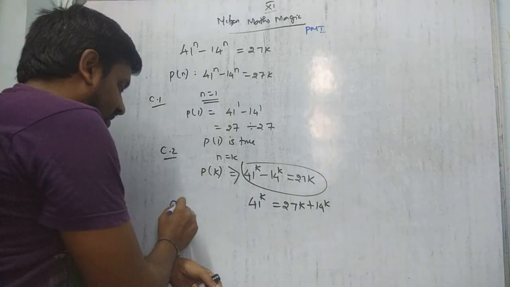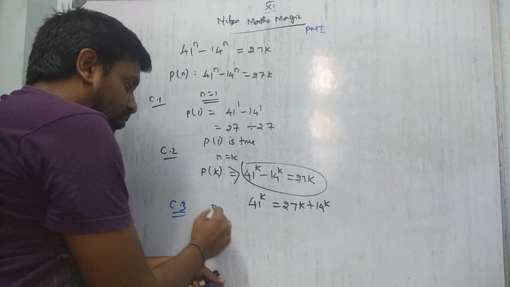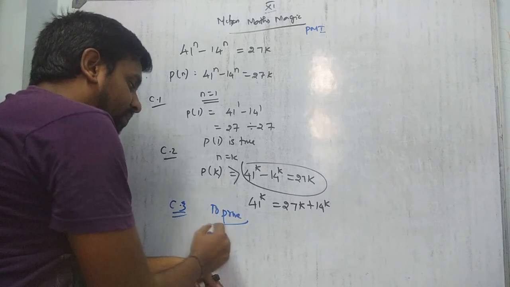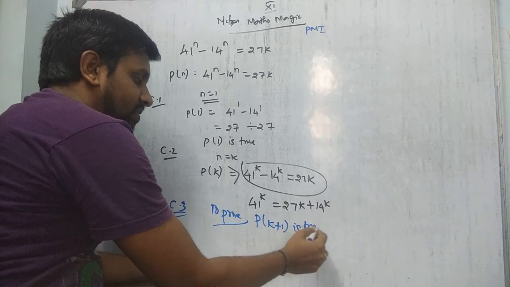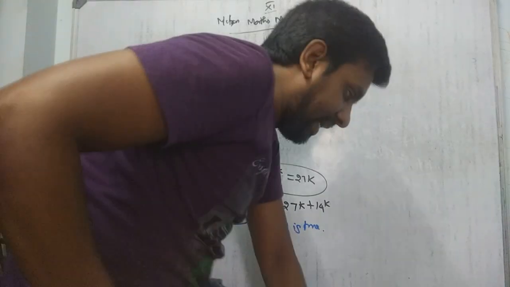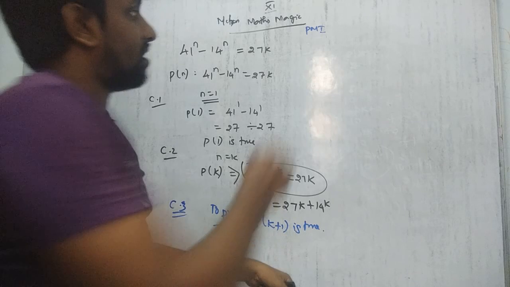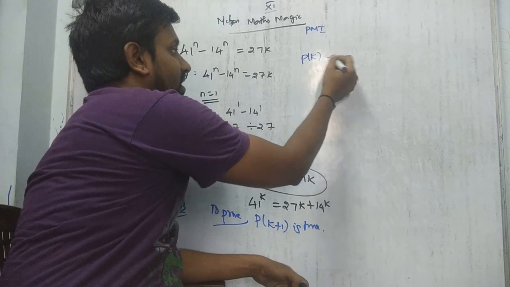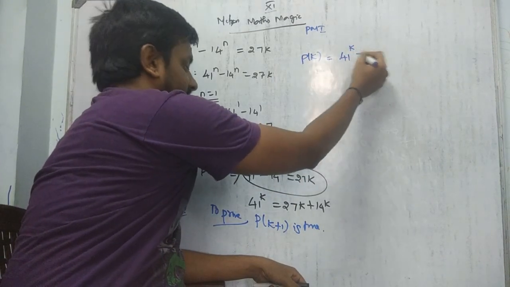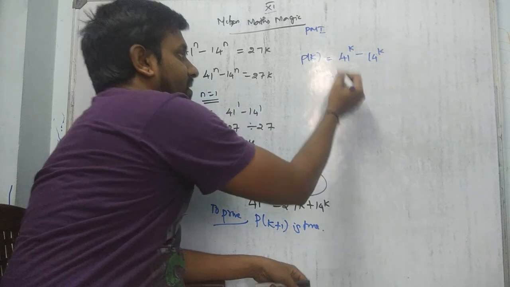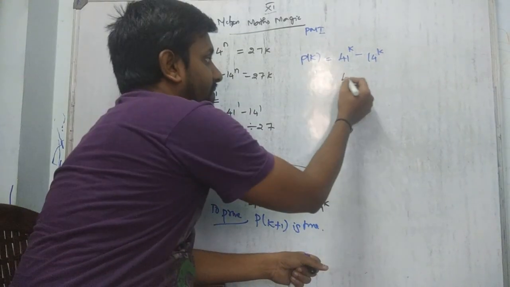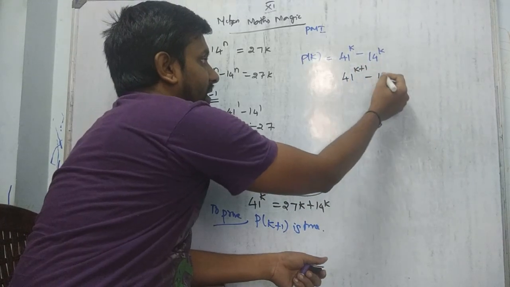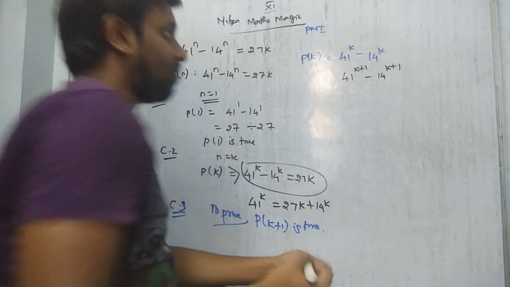Now, case number 3. What do I have to do? To prove P of k plus 1 is true. Wherever k comes, I have to put k plus 1. So first write P of k, that is 41 power k minus 14 power k. Now wherever k comes, put k plus 1. So 41 power k plus 1 minus 14 power k plus 1.